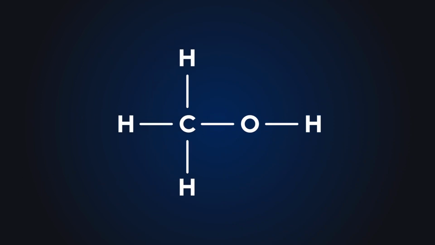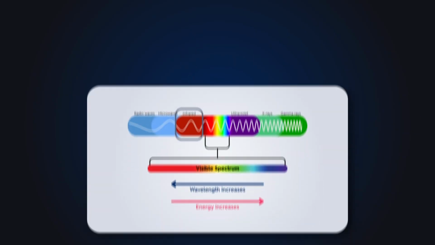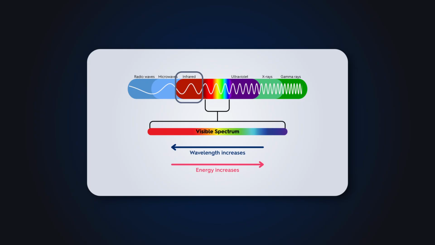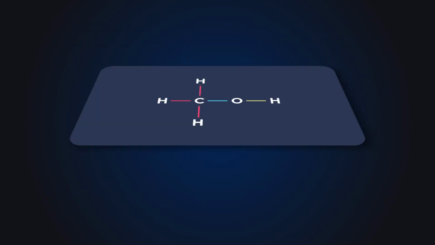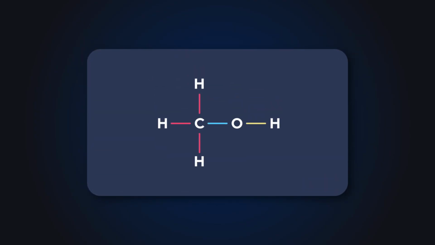Different types of bonds vibrate at different energies, so each bond absorbs infrared light at specific wavelengths. So far, we've covered what infrared spectroscopy is and how bond vibrations absorb infrared light.